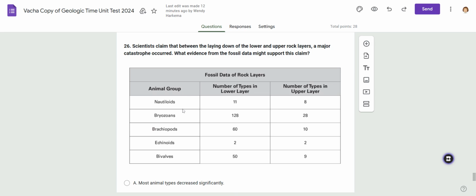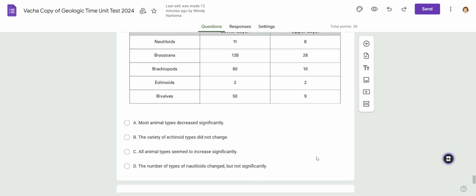So you have the animal group in the left column, the number of types in the lower layer, and then the third column is the number of types in the upper layer. A, most animal types decreased significantly. B, the variety of echinoid types did not change. C, all animal types seemed to increase significantly. D, the number of types of nautiloids changed but not significantly.